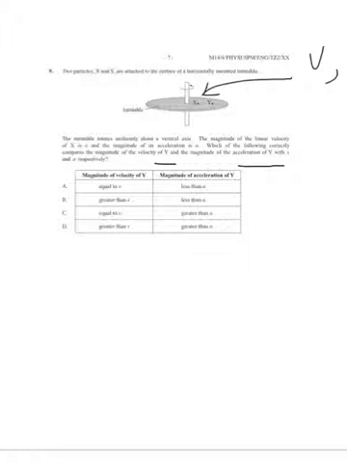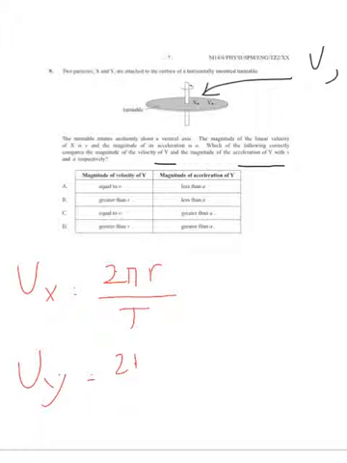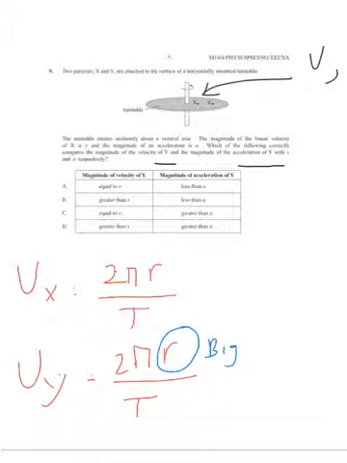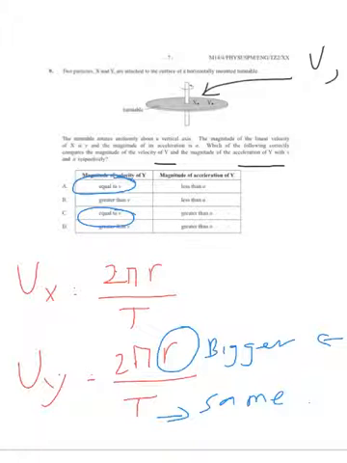So if we compare the velocity of X, which is 2 pi r over t, to Vy, which is also 2 pi r over t, only this time r is bigger and t is the same. Because you are dividing a larger number by the same number, your value of velocity is greater. So the answer so far is either A or C.